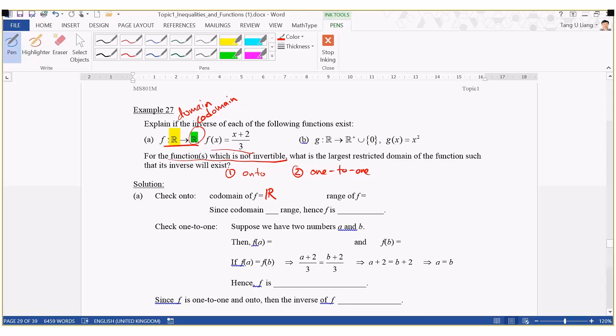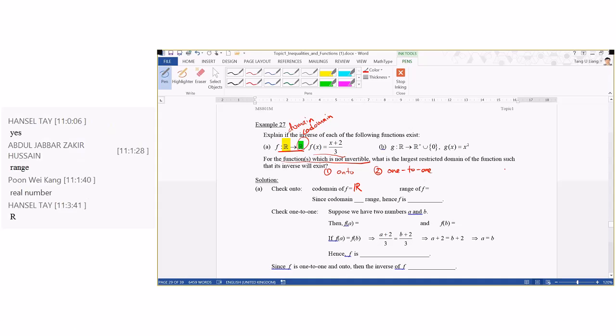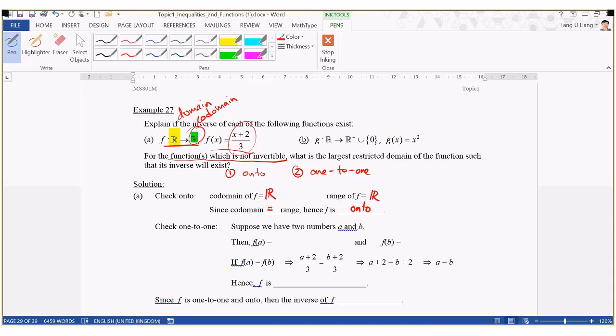As simple as that. So the codomain of the function you identify from the functional notation. The range of f, you look at the formula and decide whether or not it is a certain set. So this function is onto. It satisfies the first criteria for invertibility. We have to check the second criteria now.